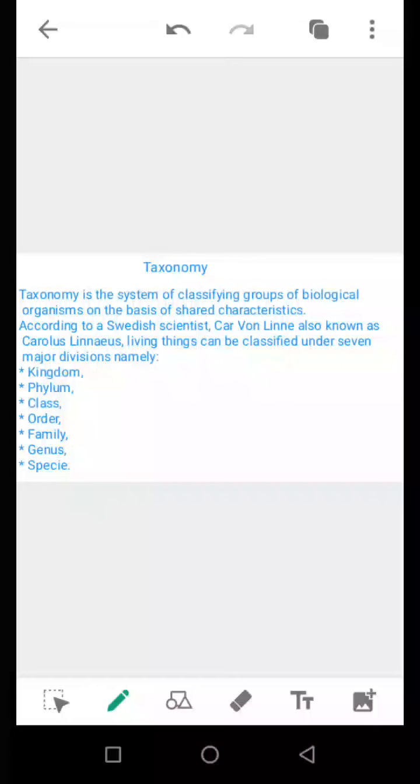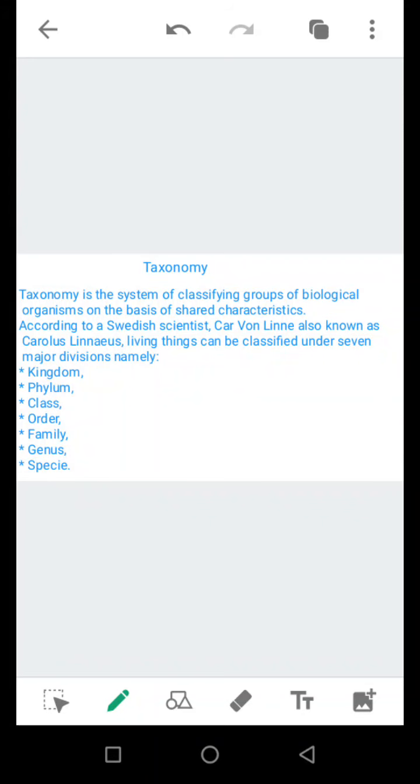Taxonomy is a system of classifying groups of biological organisms on the basis of shared characteristics. It is a way of classifying organisms based on their shared similarities. This system was introduced by a Swedish scientist known as Carl von Linné. His Latinized name is Carolus Linnaeus.